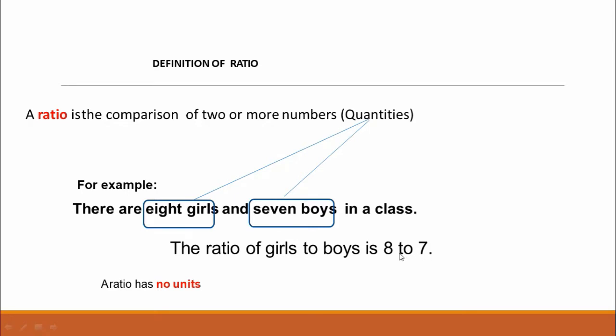And dear students, note that ratio has no units. Why does ratio have no units? Because we can write 8 to 7 as 8 by 7. And the rule for the ratio is that these two quantities have the same unit. Suppose we have 8 meters and 7 meters, then the meters cancel. So there is no unit for the result in the ratio.